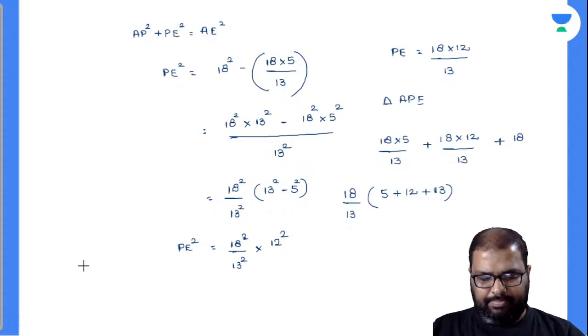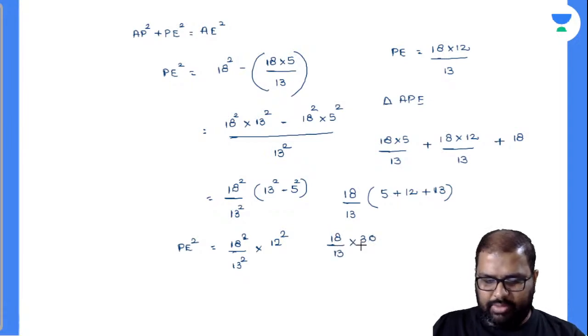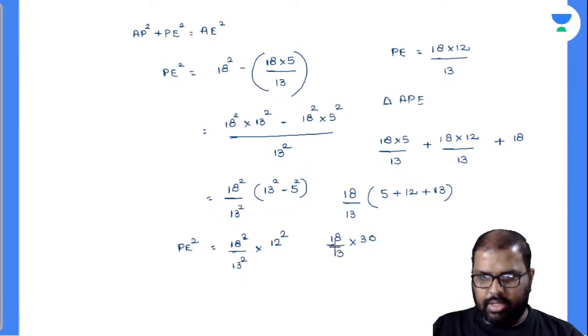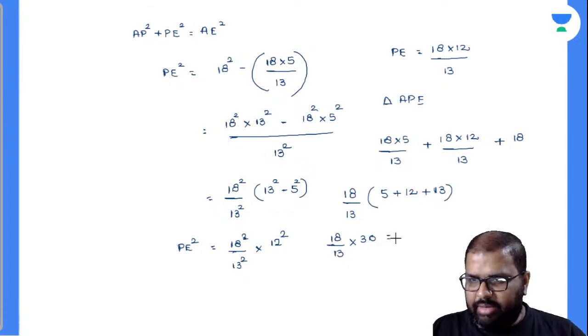So 5 plus 12 is 17, plus 13 is 30. 18 by 13 into 30. So approximately what will be the value there, into 1 second? 18 divided by 13 is nothing but 41.5. Approximately it will be 42.